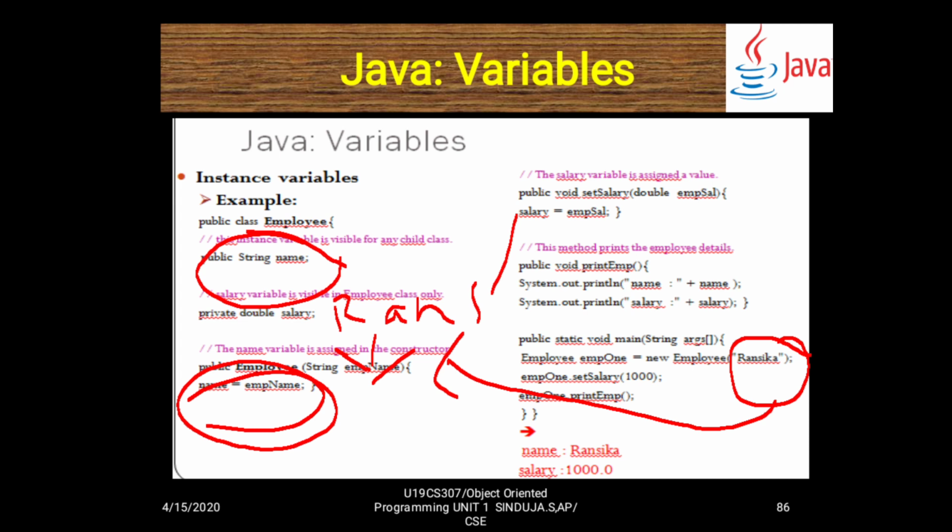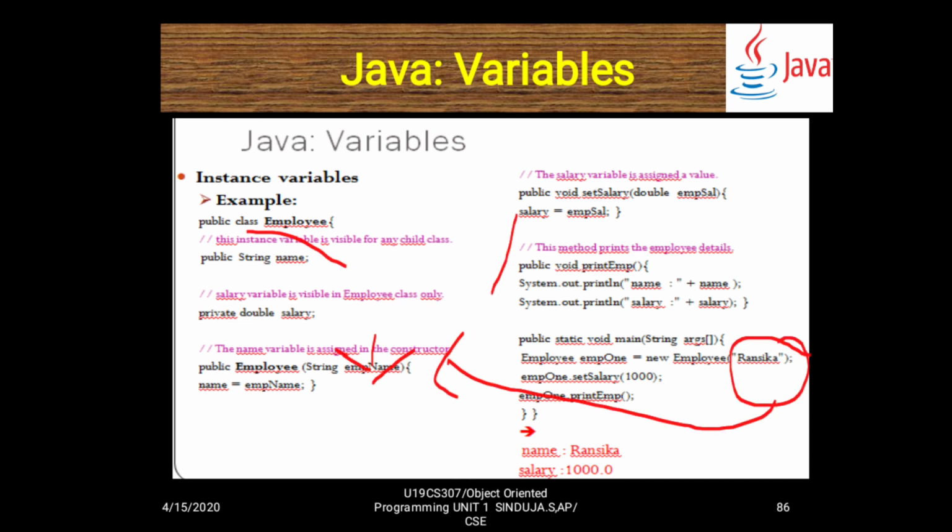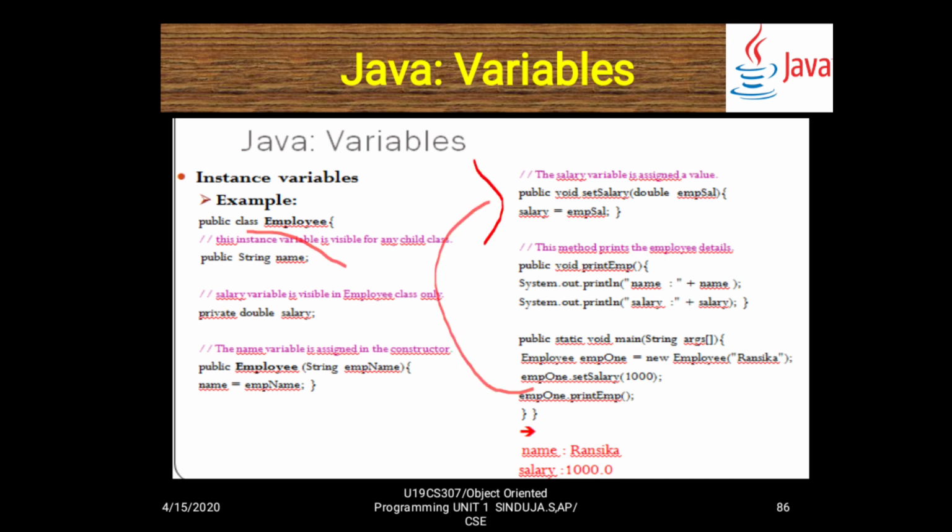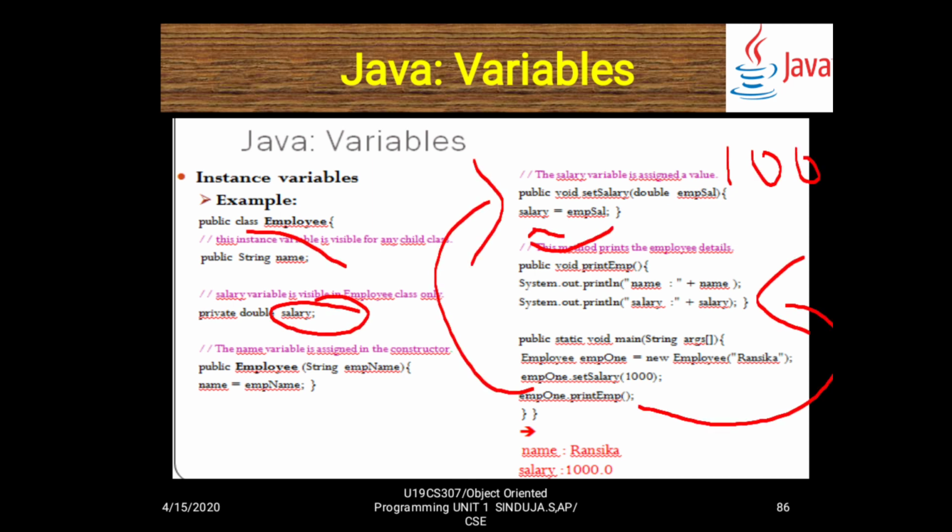Likewise, I have called one more function, emp1.setSalary(1000). So what does setSalary mean? It is again one more function call. It comes here, and the setSalary value is assigned with 1000. Okay, so again empSalary will be assigned to the instance variable called salary. Then finally one more function call, to call this particular print employee. So here I'm going to print my instance variable.